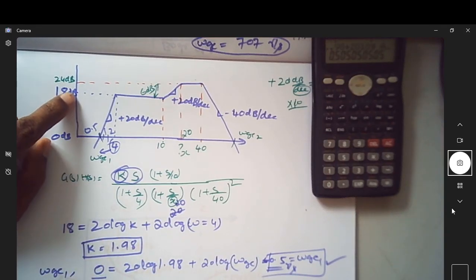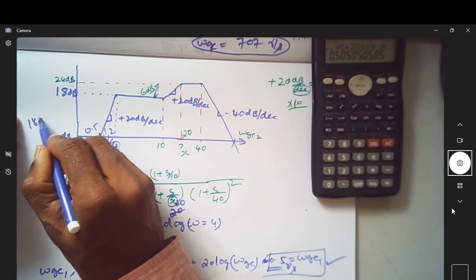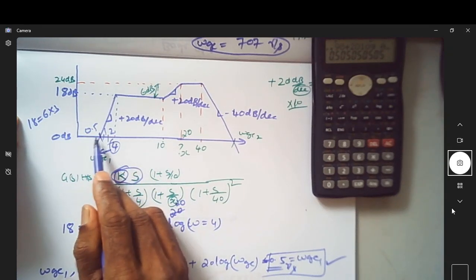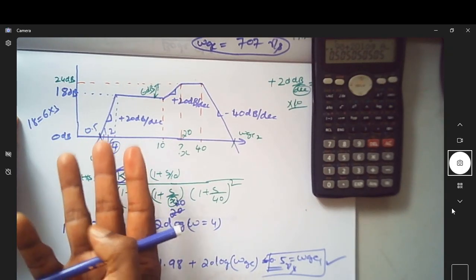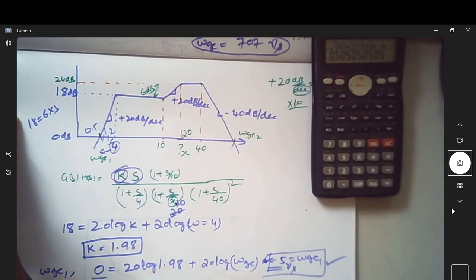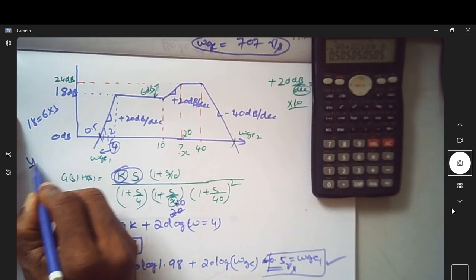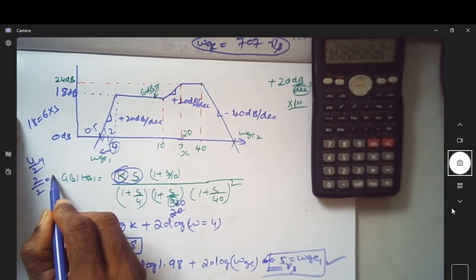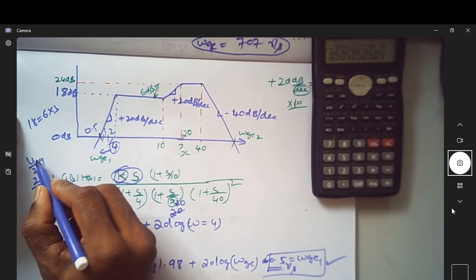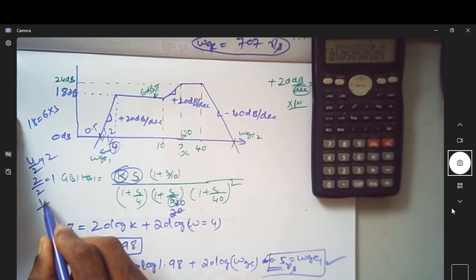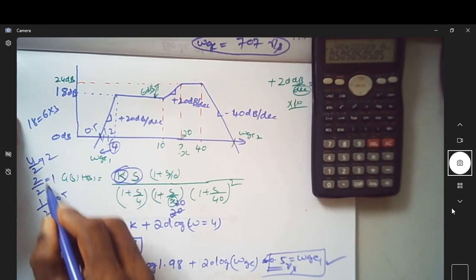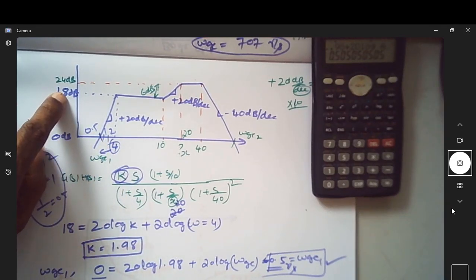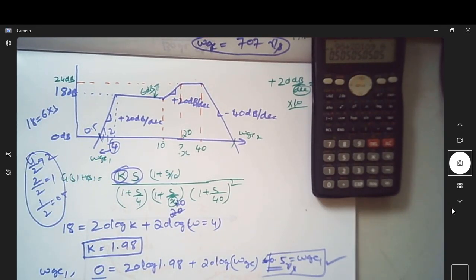Since this 18 dB is equal to 3 octaves, I have to come back 3 times by a factor of 2. 4 by 2 once, this is 1 octave, then 2 by 2 is another octave, and 1 by 2 is 0.5. You actually came 3 octaves back to reach omega gc, because this is 18 dB. By some coincidence it has happened.